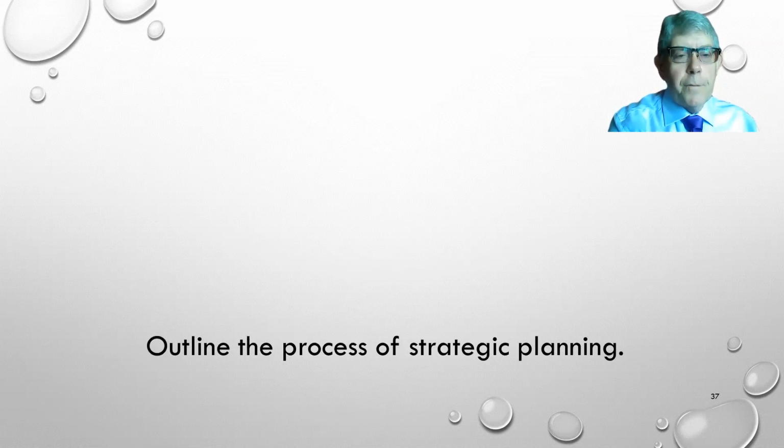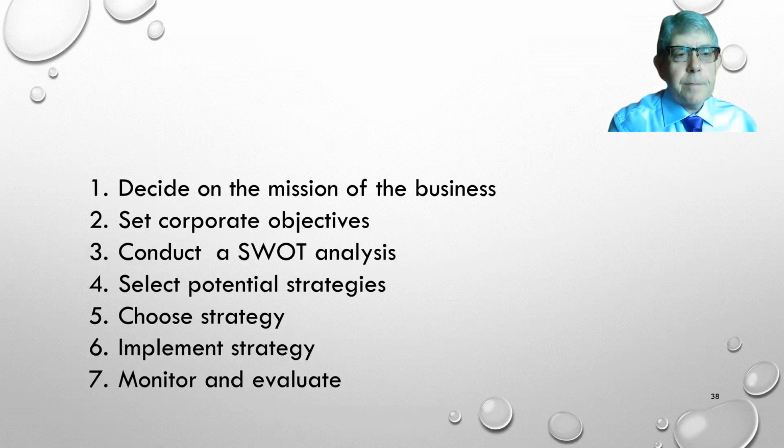Outline the process of strategic planning. Firstly, decide on the mission of the business. 2, set the corporate objectives. 3, conduct a SWOT analysis. 4, select potential strategies. 5, choose strategy. 6, implement strategy. And 7, monitor and evaluate.